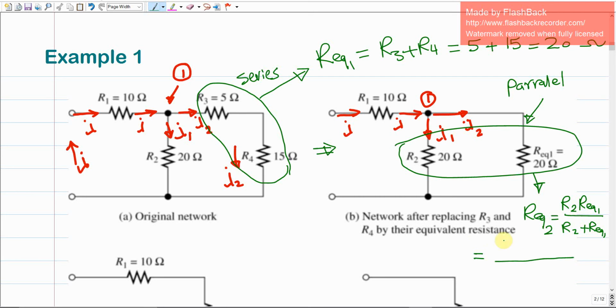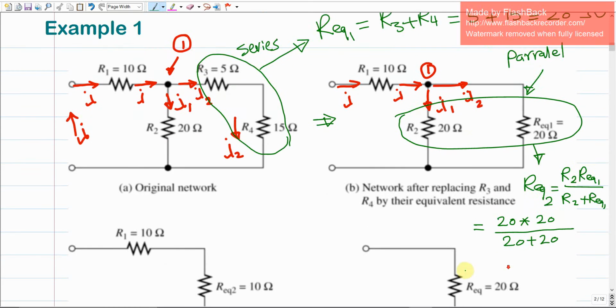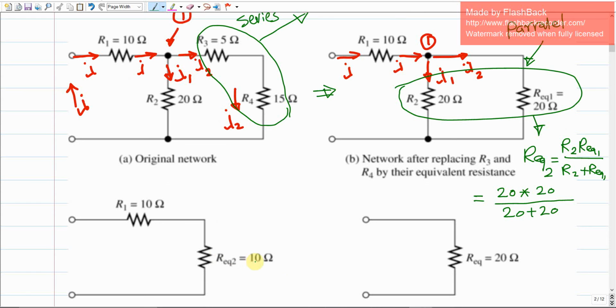So if we do the calculation, how much is R2? R2 is 20, times R equivalent 1, which is also 20, divided by 20 plus 20. This is going to give us R equivalent 2, which should be 10 ohms. Make sense? So simply we can do more simplification to the electrical circuit.